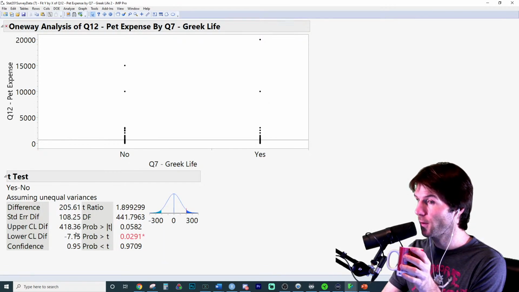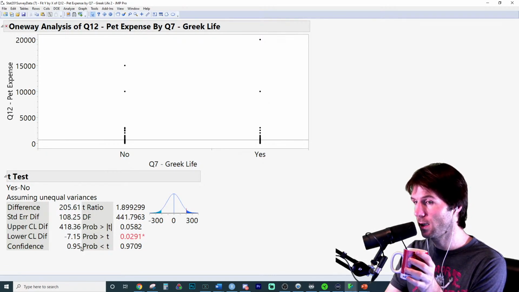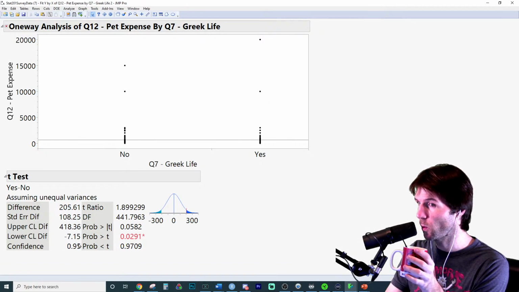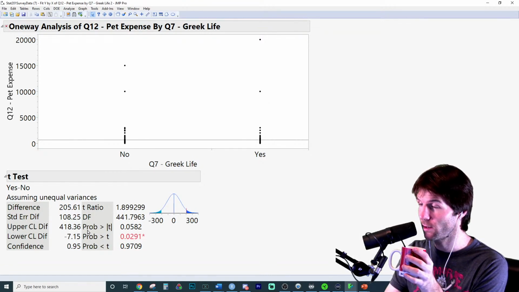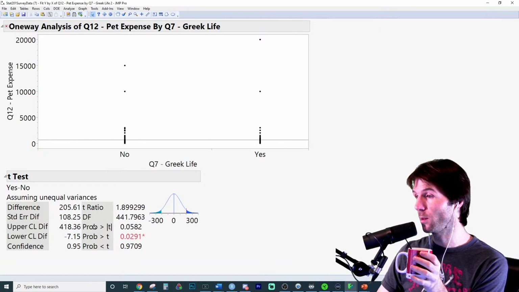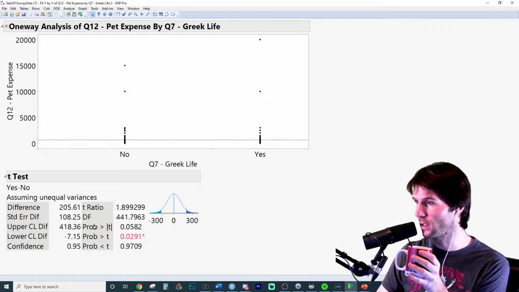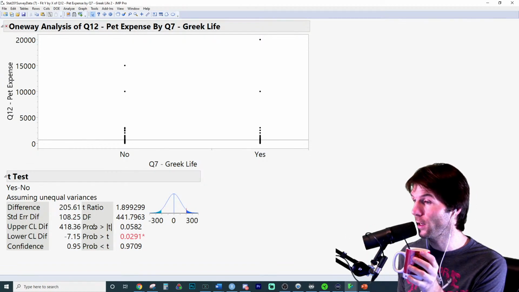Because I'm 95% confident the difference between what Greek Life individuals spend on their pets versus non-Greek Life individuals spend on their pet is contained in the interval where non-Greek Life might spend $7.15 more, or up to Greek Life individuals spending $418 more. And I know the interval is more leaning towards Greek Life individuals spending more on their pets, but it's very important to know that 0 is in this interval. 0 being in this interval means it's possible there is no difference. Like, that's a hypothetical value.